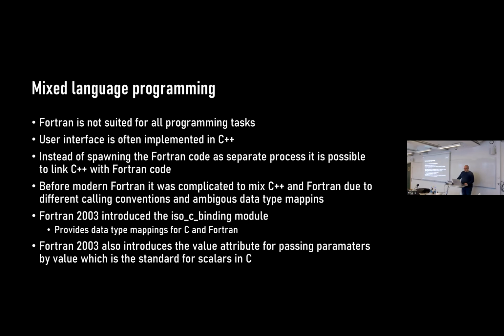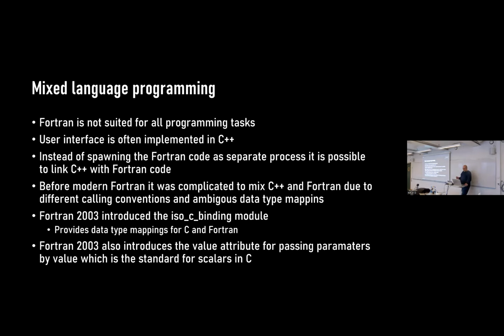So for example, instead of spawning a Fortran code as a binary and running it separately, you can actually link together the Fortran code with the C++ code. And before the modern versions of Fortran, it was quite complicated to mix C++ and Fortran because of different calling conventions and also not exactly knowing the data types that correspond between the different languages. So in Fortran 2003, there was a module added called ISO C binding that provides all the C data types as constants that you can use to declare variables in Fortran.